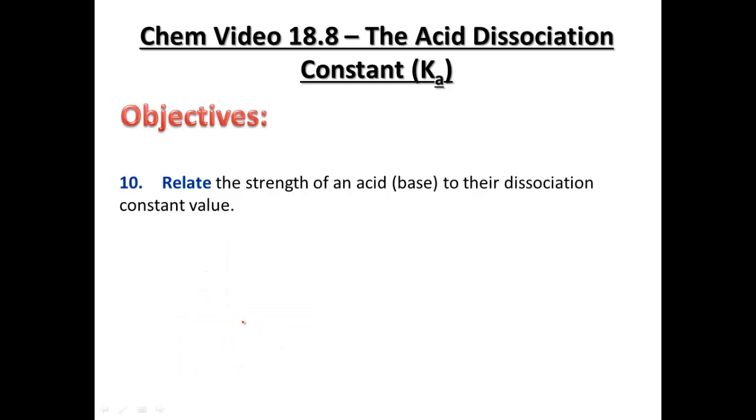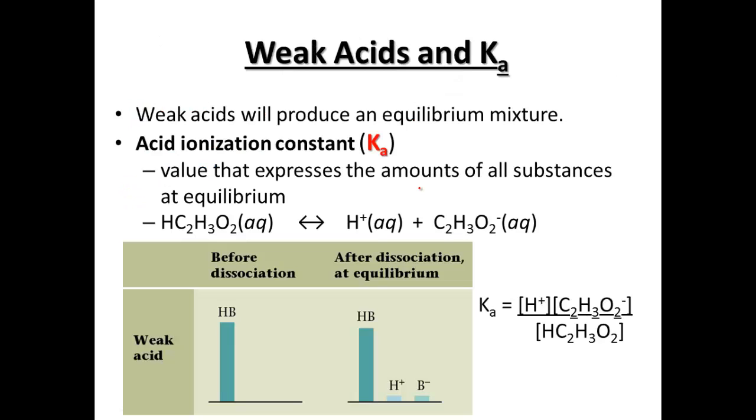We're going to look at our acid dissociation constant, known as our Ka values. And we're going to look at relating the strength of the acid or the base to the dissociation constants. So to begin with, weak acids will produce equilibrium, meaning we can have a reaction arrow going both directions. Our acid ionization constant, Ka, is that Keq, but now for acids. So we've seen those equilibrium constants before.